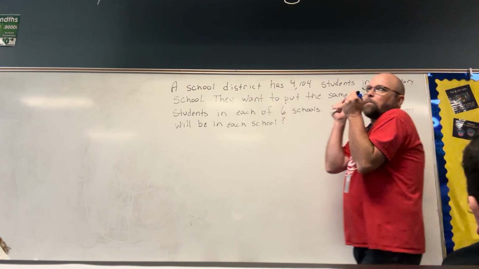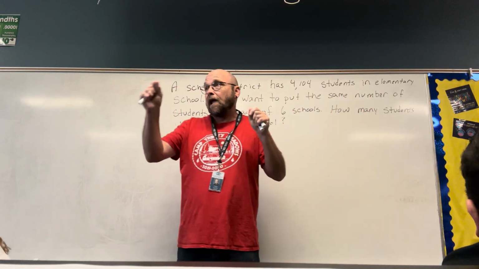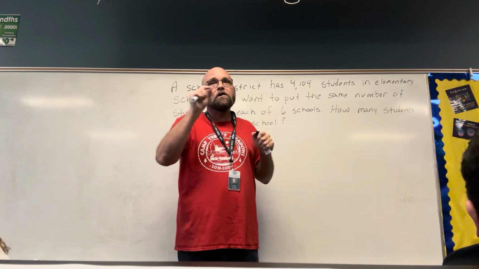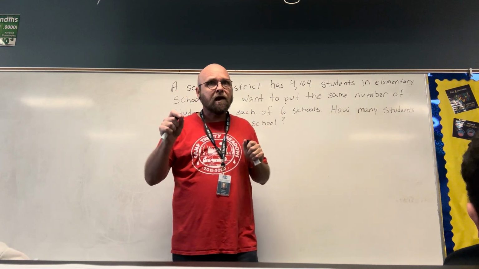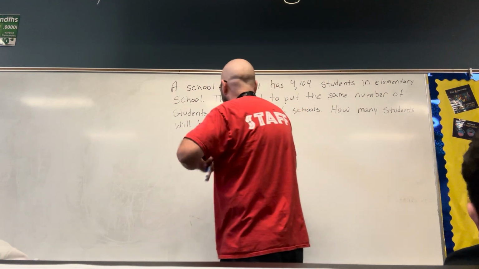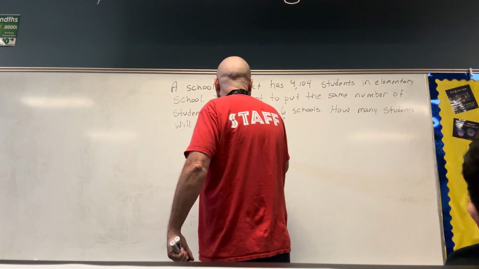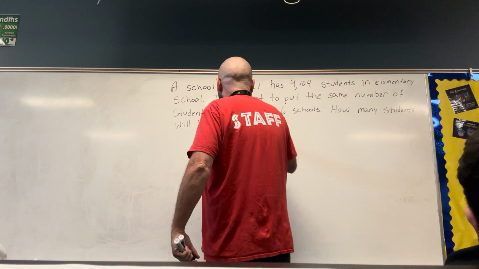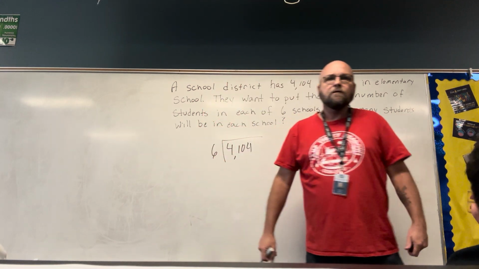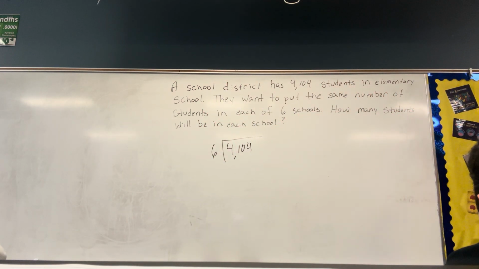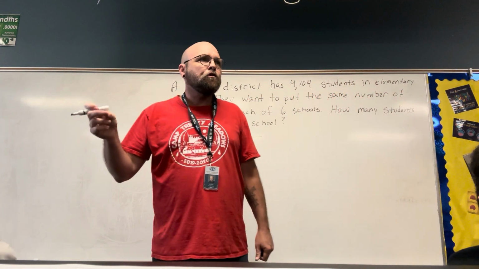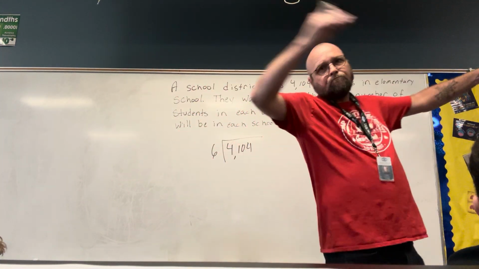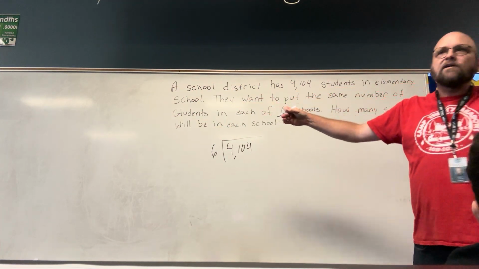Now I see lots of panicked looks. I can't divide. If you can multiply by 1-digit numbers, you can divide. Prove it. Okay, I will. Okay? So we have 4,104 divided by 6. Now dividing by a 1-digit number is real easy. But the process I can teach you how to divide by a million-digit number is even easier.